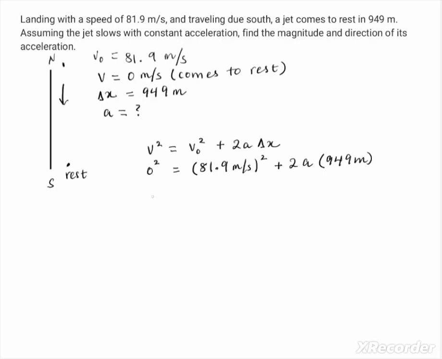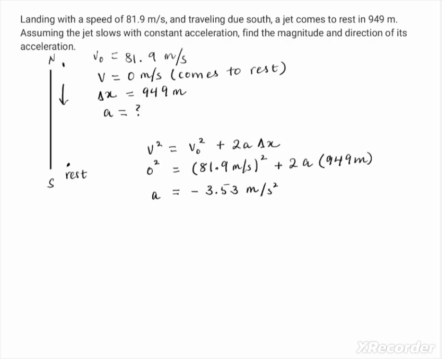So if you do this, you get a equals negative 3.53 meters per second squared. And you see that this has a negative. Does that make sense? So we start with v0, which is 81.9 meters per second, and then it goes to 0, meaning it's slowing down.